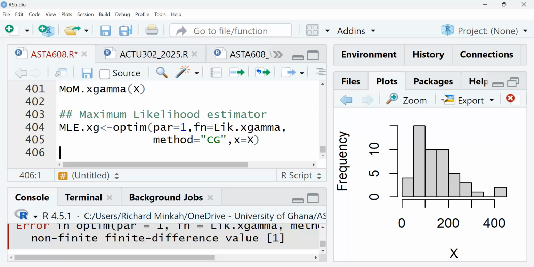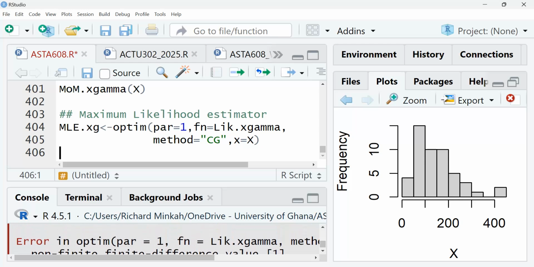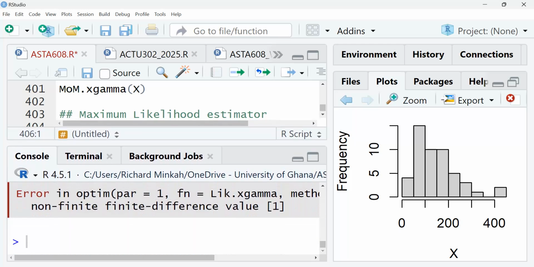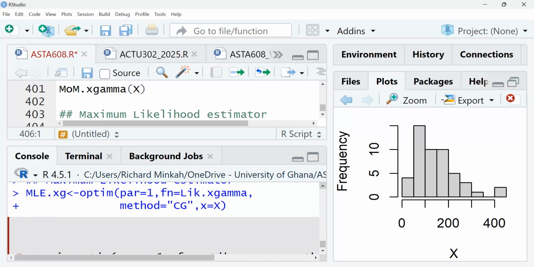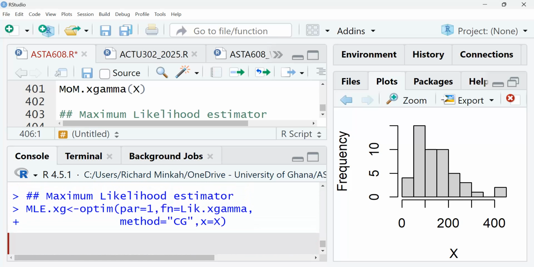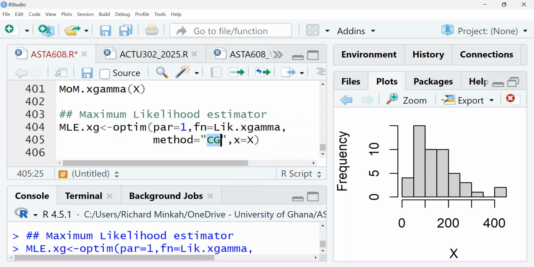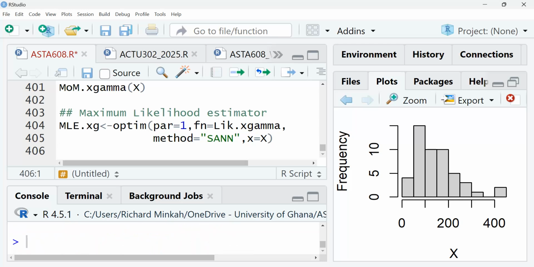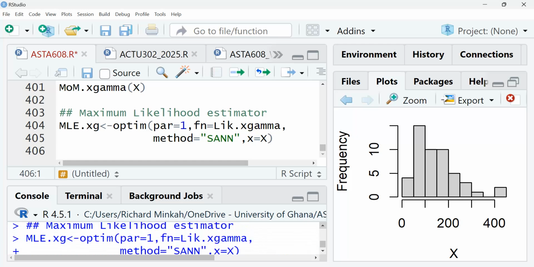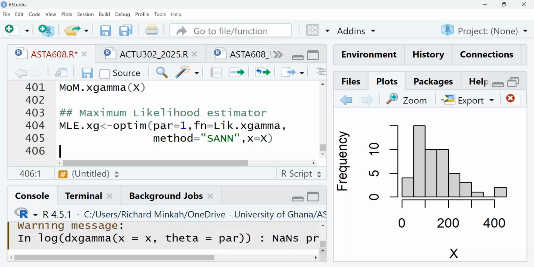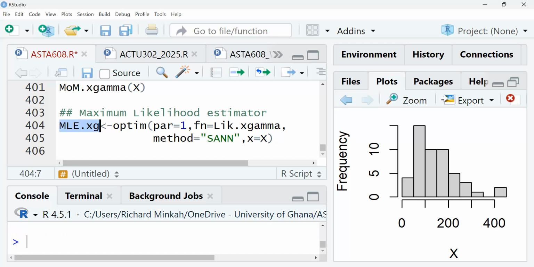Non-finite difference. It did not. Let me use the simulation approach, which is SANN. Yes, which is simulated annealing. I think there's a problem. In log D, NaNs produced. Okay, so that may be the problem. But let's see. This one usually works.